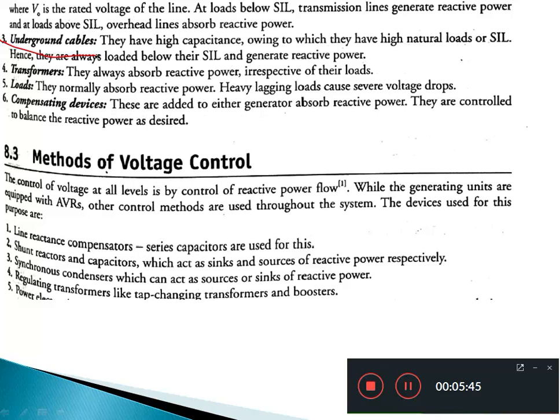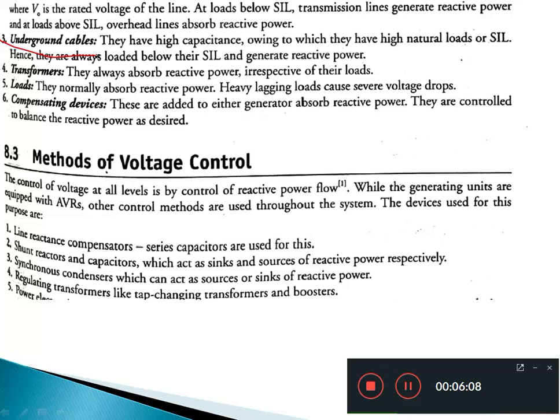So with the help of a transformer, you absorb the reactive power with respect to the load. If you have more load, then it will absorb more reactive power. If you are connecting a higher load to the transformers, at that time you have to generate the reactive power. Then the load: load normally absorbs the reactive power. So during a lagging load, it causes the voltage drop.